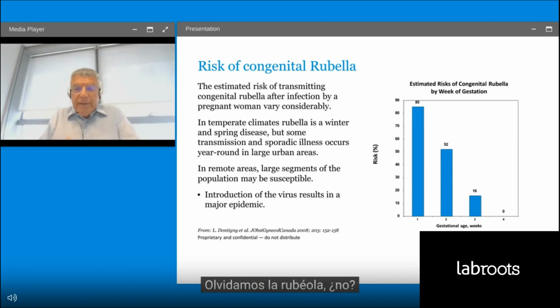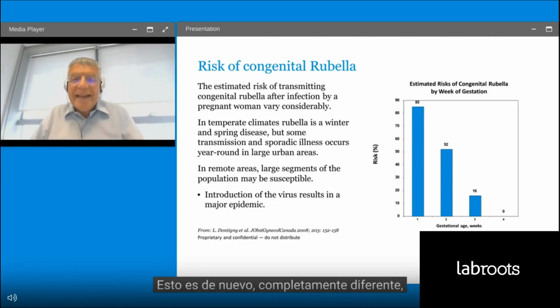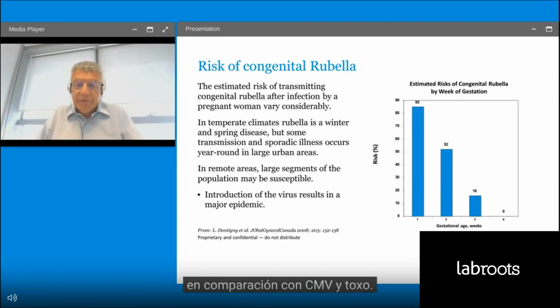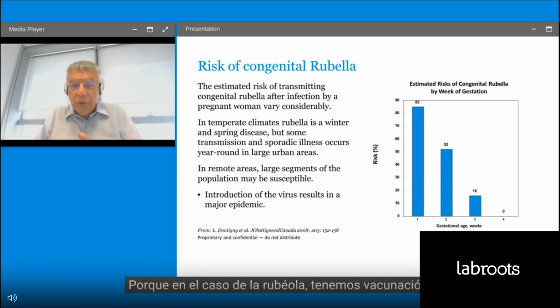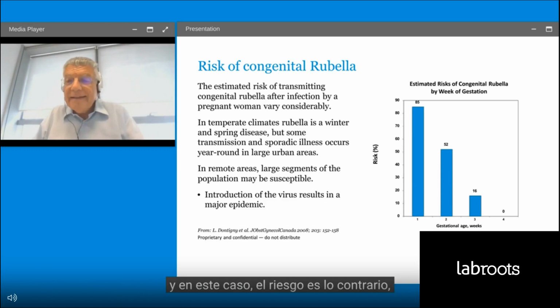We did forget rubella, didn't we? Well, indeed, there is something to say about rubella as well. This is, again, completely different compared to CMV and toxo, because in the case of rubella, we do have vaccination. We have had vaccination for decades, and the rate of vaccination is quite high.